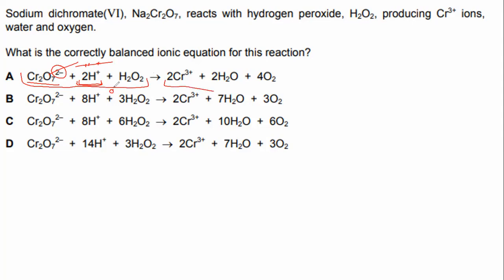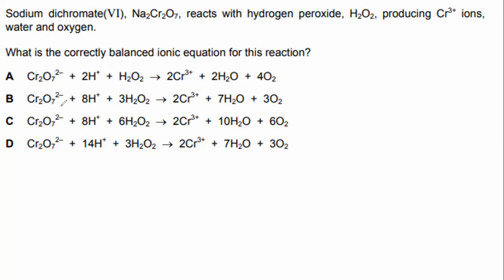But for this side, we have 2Cr3+, so +3, +3. So the total charge on this side is +6. The equation is not correct. So the charges must be equal. Okay, let's move to the next one. B.